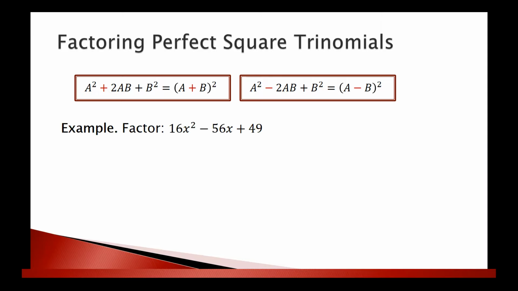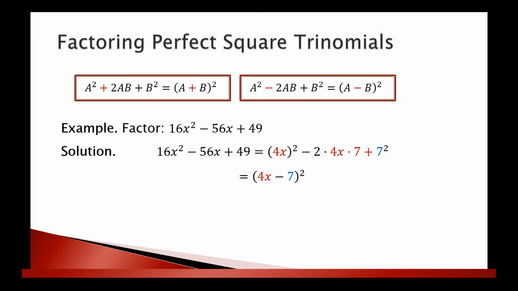And for this example, we want to factor 16x squared minus 56x plus 49. Again, we'll write 16x squared as (4x) squared, 56x as 2 times 4x times 7, and 49 as 7 squared. Then we see that this is exactly like a squared minus 2ab plus b squared, where a is 4x and b is 7. So we can write this as (4x minus 7) squared.